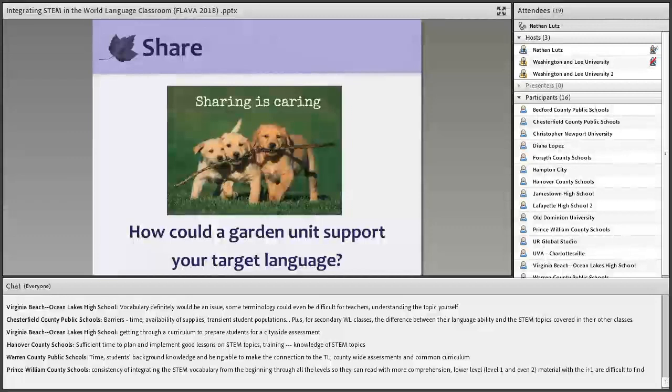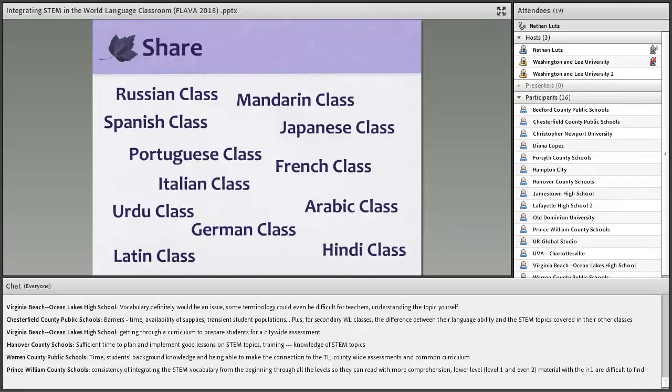So what I'd like for you to do now is another turn and talk with your neighbors and then share in the chat box, how could a garden unit support your target language, whatever your target language might be. So take a moment and let's do 2 minutes and share your answers in the text box, please. Thank you.